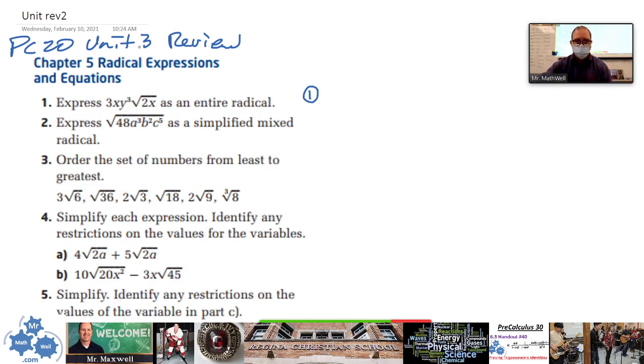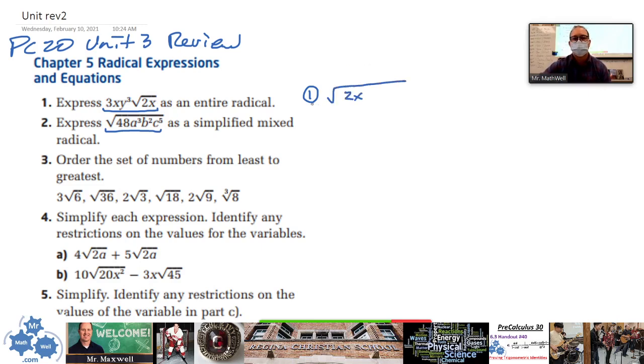In chapter 5, called Radical Expressions and Equations, one of the things we needed to know how to do was to express a term like this with a root sign, that's called a radical, as an entire radical. So this is a mixed radical right now, and this type is an entire radical. Again, this is a square root. In order for the term outside of the square root to get into the square root club, it has to get squared. So you're going to write it like this.